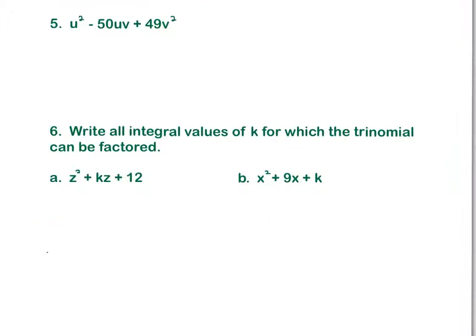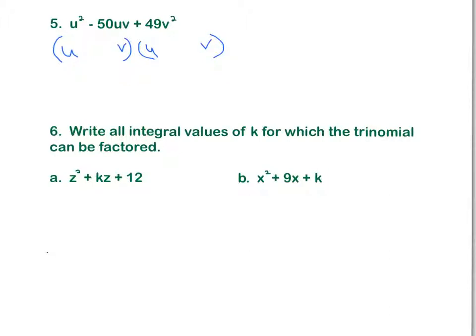You'll notice on this next example I have two variables. I have the u squared and I also have a v squared at the end. But my middle term has a uv in it. So what's going to happen when I write my factors here is I can write them right away. I'm going to have a u and a u here to get the u squared. And my last term is going to have a v in it.